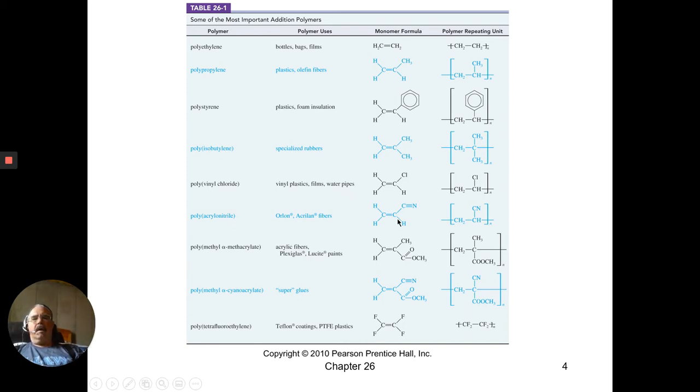Polyacrylonitrile is used in carpet clothing. Polymethyl methacrylate forms a very hard, strong, transparent polymer. This is Lucite or Plexiglas. Also used in paints. And polymethyl alpha cyanoacrylate. This is acrylic acid. Propanoic acid is called acrylic acid. And then we have a cyano group on the alpha carbon.